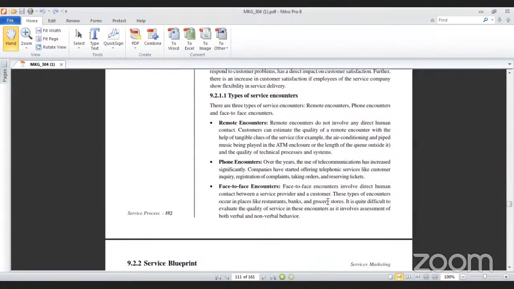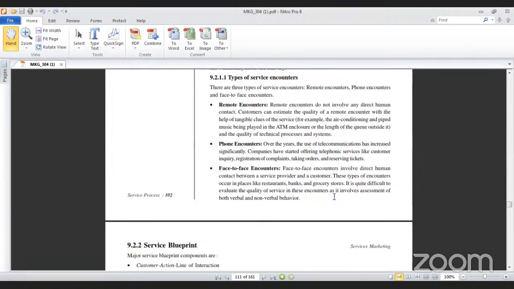Phone encounters: over the years, the use of telecommunications has increased significantly. Companies have started to offer telephone services like customer inquiry, registration of complaints, taking orders, and receiving tickets. Then, face-to-face encounters.